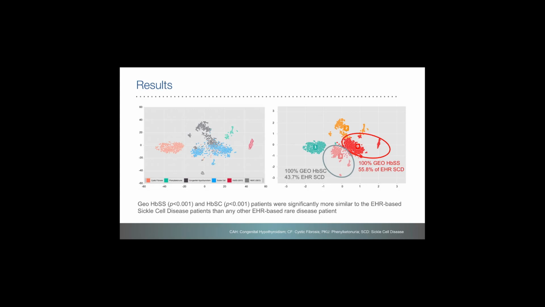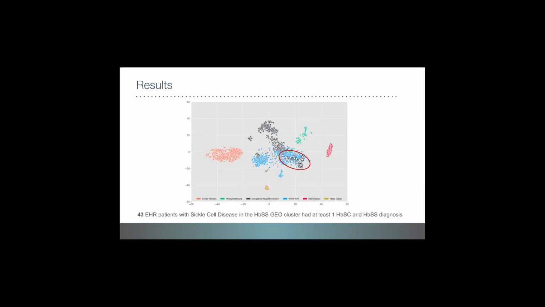The second plot is colored by cluster assignment, which was derived using k-means. And the clustering assignment demonstrates that we were able to cleanly split the GEO sickle cell disease patients into groups by genotype, so HBSC versus HBSS, and each included a similar proportion of our local EHR-based patients.